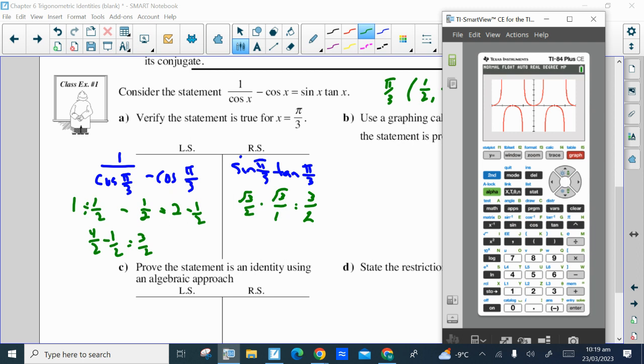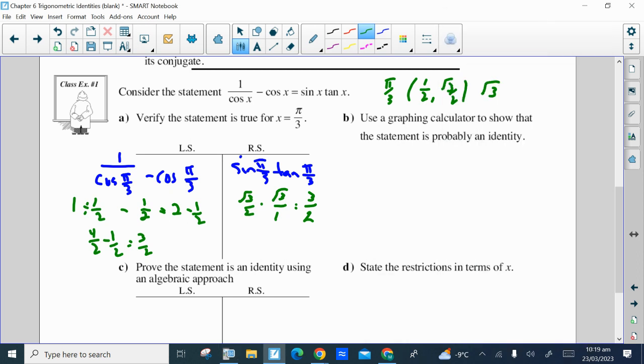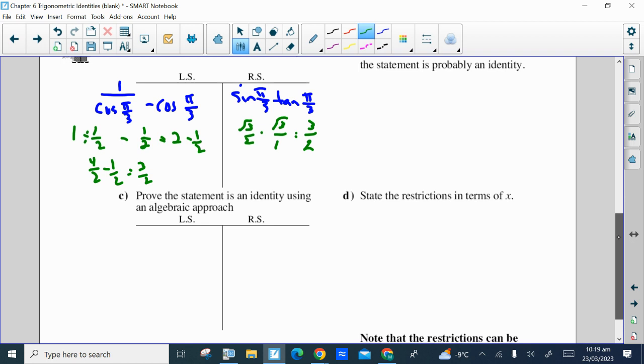But you can see that you have asymptotes there, and those asymptotes come from the fact that tangent is one of the factors. And tangent has a vertical asymptote at 90 degrees, at 270, at negative 90, at negative 270, and every multiple of 180 degrees. So again, the calculator shows us that the statement is probably an identity. But that's only restricted to whatever domain we've chosen, from negative 360 to positive 360 in this case. It is possible that there is a place somewhere outside that domain where the two graphs are not the same. And that is why the word probably is used.